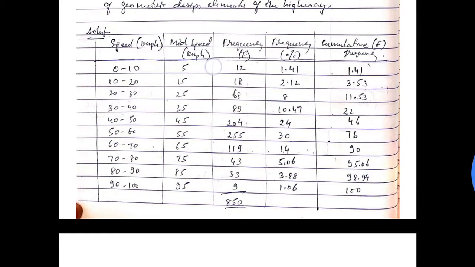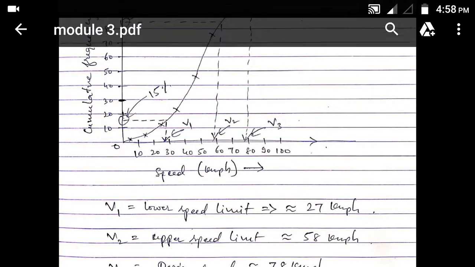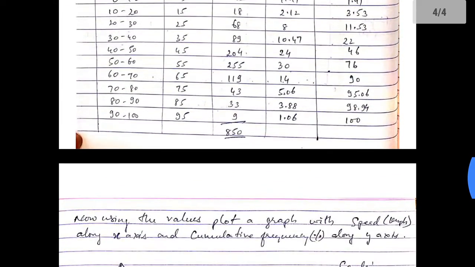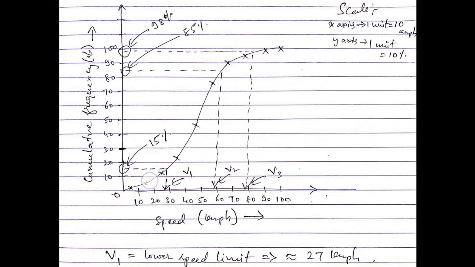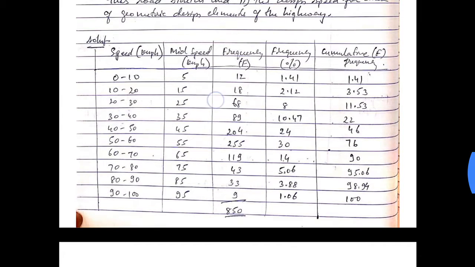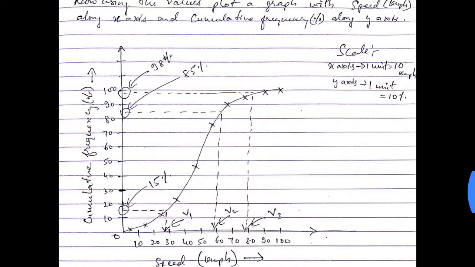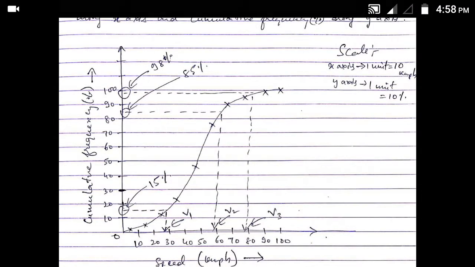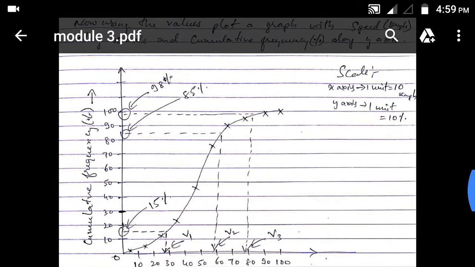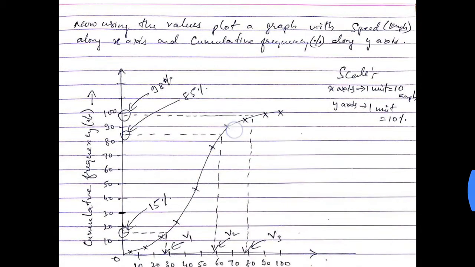For 5 it is 1.41, for 15 it is 3.53, somewhere here, then for 25 it is 11.53, here. So these X marked points are the points that were plotted. Once you are done plotting the points, you need to join them with a smooth hand-drawn curve.